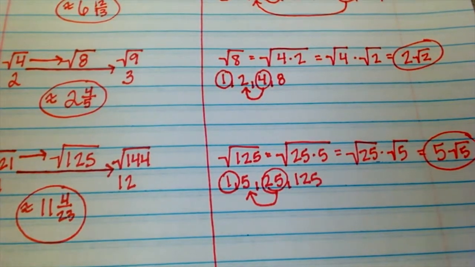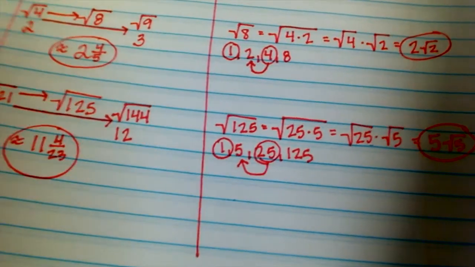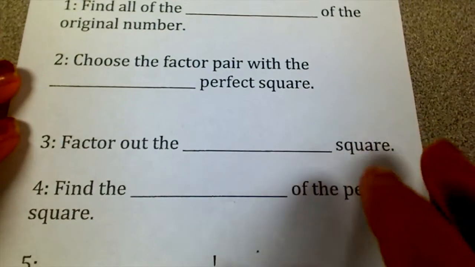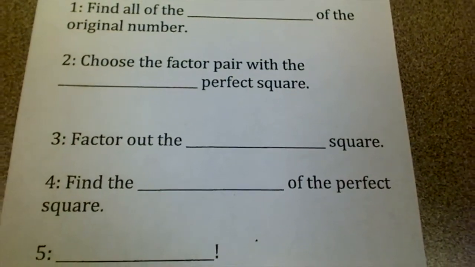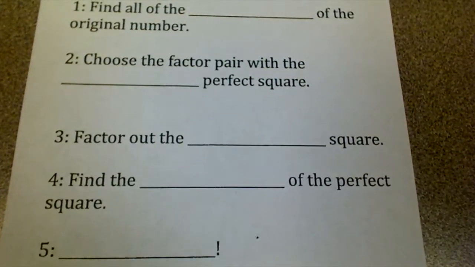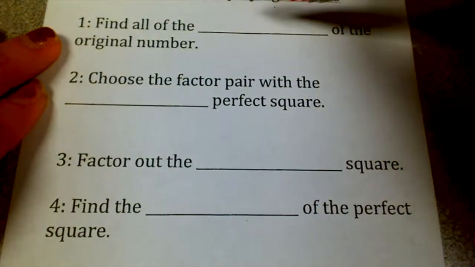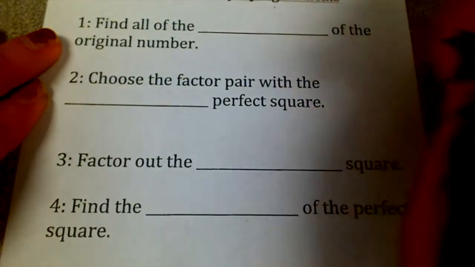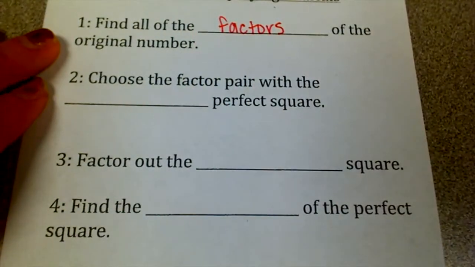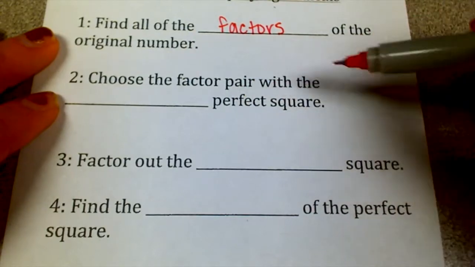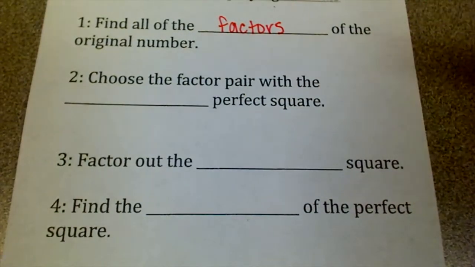So that's in your notebook. You also have a wonderful notes page that I want us to fill out real quick, just so you can remember the steps for simplifying radicals. You have to first find all of the factors of the original number. The second step is to choose the factor pair with the largest perfect square. Highest or largest, either one of those will work.